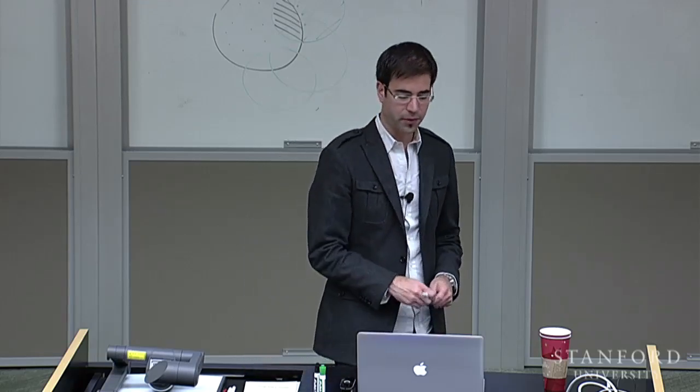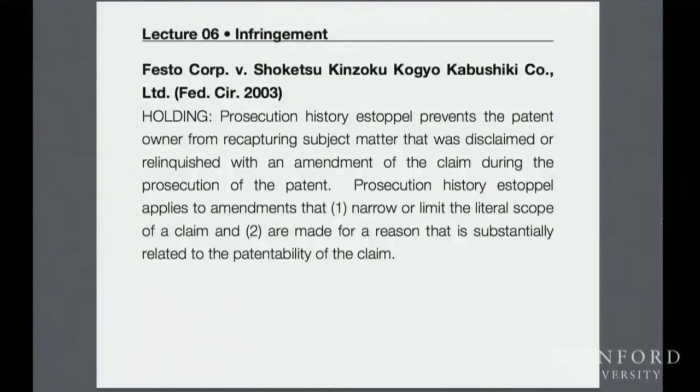This isn't the most fun part of patent law, or maybe it is if you're a hardcore litigator. The Festo case talks about prosecution history estoppel. It prevents the patent owner from recapturing some of the subject matter that they gave up when they were amending. When do we amend? What does it mean when we amend the claims?